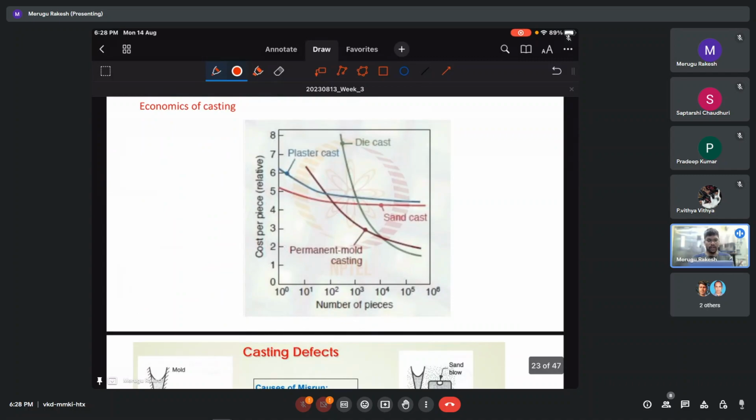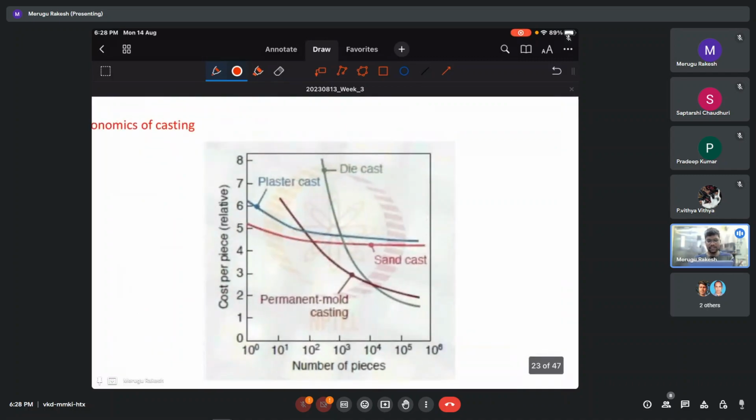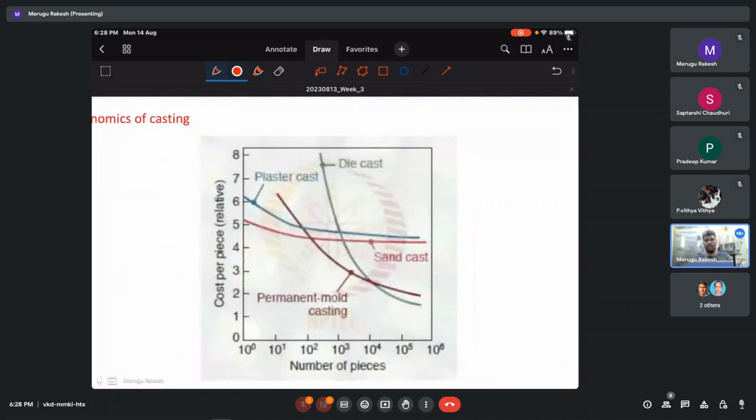So let us see economics of machining. This is very interesting. This ties in some of the discussions that we had so far. This is cost per piece on the y-axis, which is relative, and on the x-axis we have number of pieces. Let us start with sand casting. Initially the value is decreasing with respect to the number of pieces, but later the slope is almost constant, not changing much. So that is the sand casting. The cost is more or less similar after a certain number of pieces, say some hundreds or thousands.